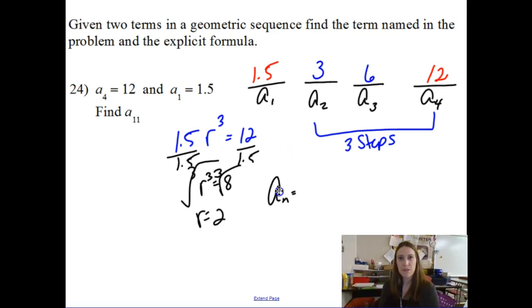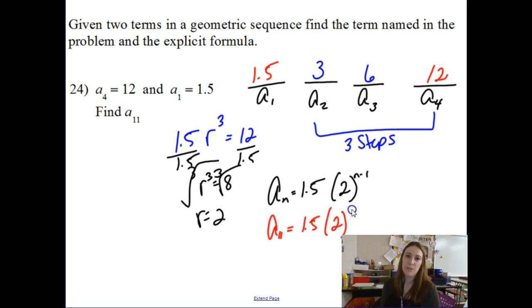Explicit formula. First term, 1.5. Common ratio I just found is 2, to the n minus 1 power. So if you want the 11th term, 1.5 times 2 to the 11 minus 1 power, or the 10th power. And I do that, so let me find it out. 1.5 times 2 to the 10th power is 1536. I feel like we had that answer before. Oh well, life happens. Alright, there's geometric sequences.